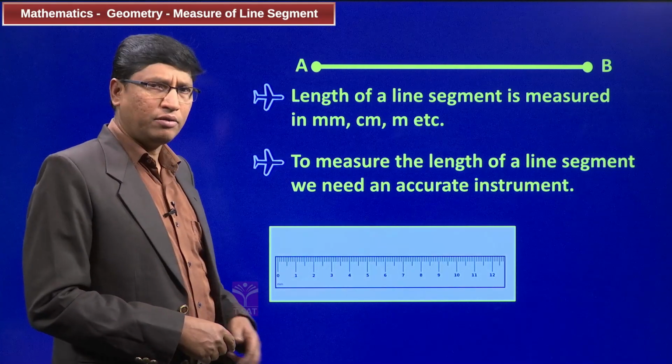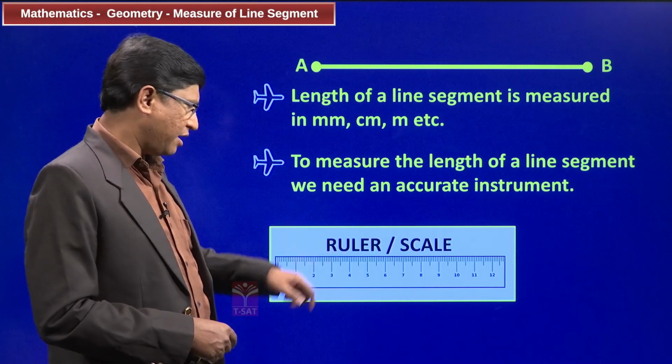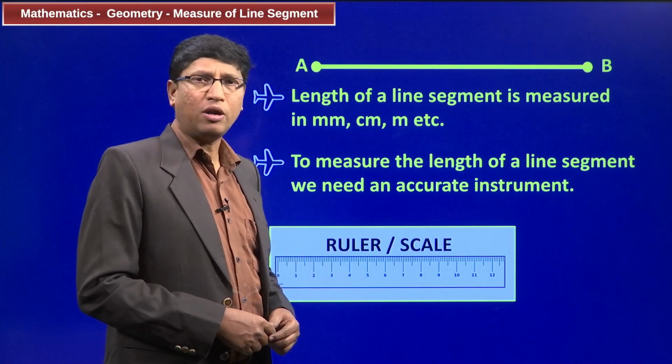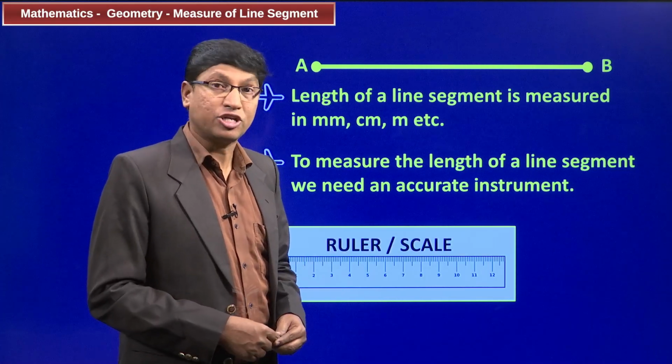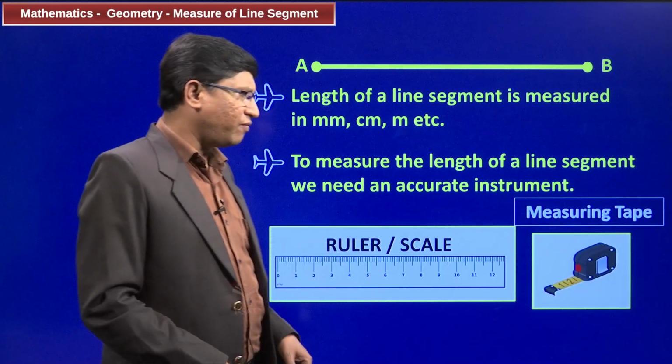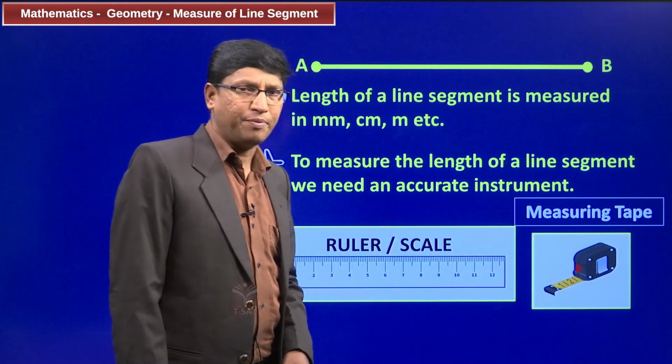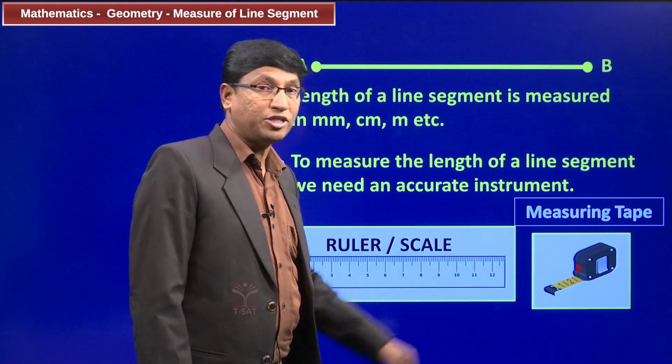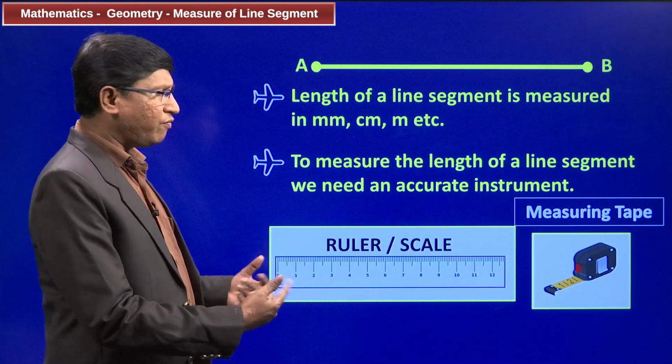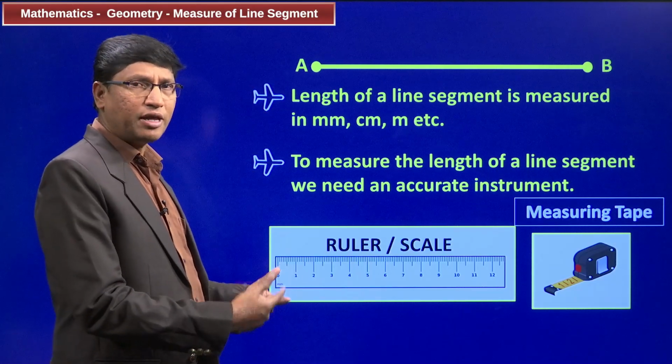Here you can see, what do you call this instrument, children? Yes, this is nothing but a ruler, or we can call it a scale also. Then there is another instrument called the measuring tape. This is also used to measure length only. We'll discuss why we use these two in measuring lengths.